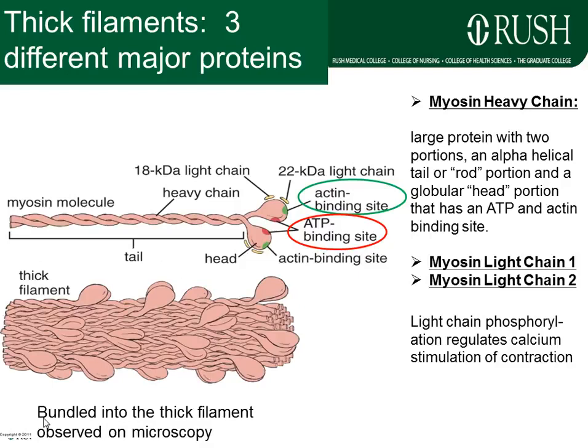You can also see that all of those long rod-like regions of the heavy chains are all associated together to form that very large thick filament, and the head regions are kind of sticking out all along the length, which facilitates the interaction with actin.